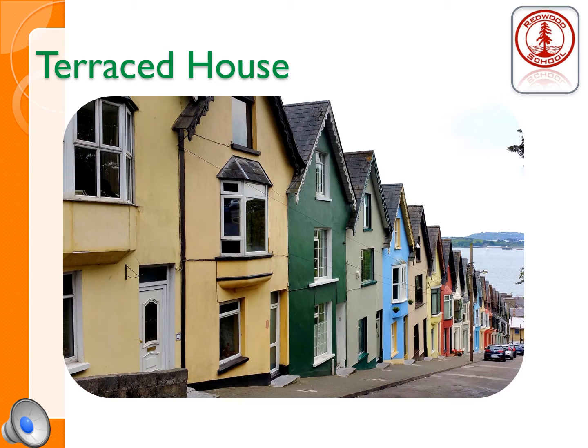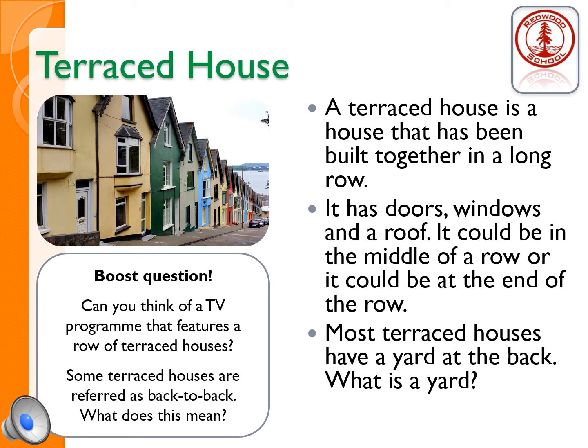This is the last house we're going to look at today, and this is called a terraced house or a terraced row. A terraced house is a house that has been built together in a long row. It has doors and windows and a roof. It could be found in the middle of the row, or it could be at the ends of a row.